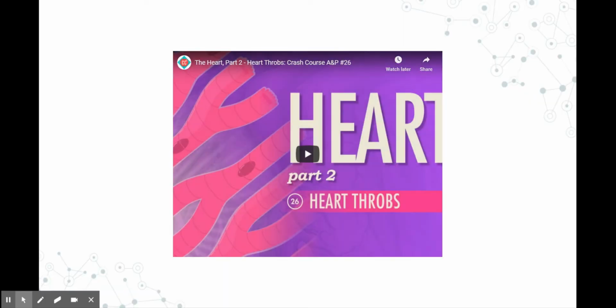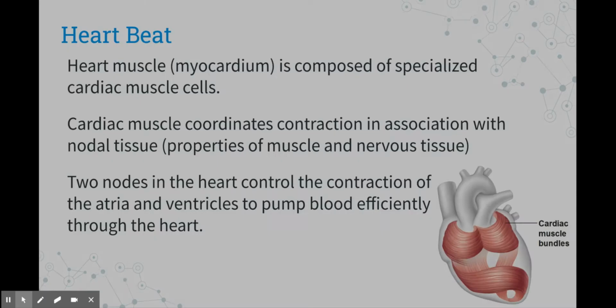Again, in this slideshow, there are lots of videos linked, so please do open up this slideshow in Google Classroom and watch some of these videos. They're really going to help you to understand the different processes involved in managing heart rate and blood pressure.